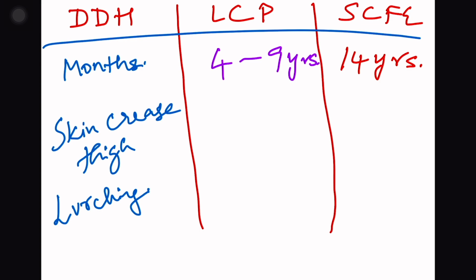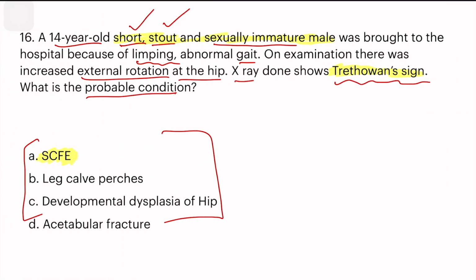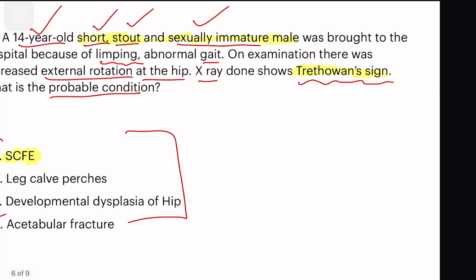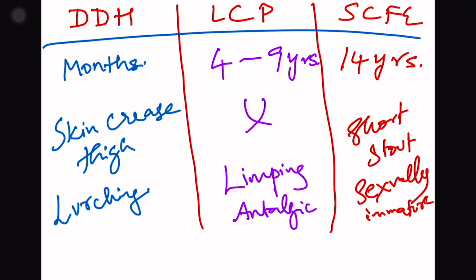And in Legg-Calve-Perthes, there will be a limping or antalgic gait, and in the history they would have given that the boy or girl is not able to sit cross-legged and has difficulty in sitting down. Some sort of history like that will be given. And in SCFE, as given in our question, it will be short, stout, sexually immature, pubertal age group history. So with this, we can easily differentiate between these three conditions.